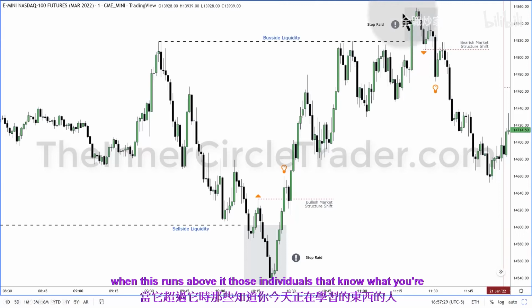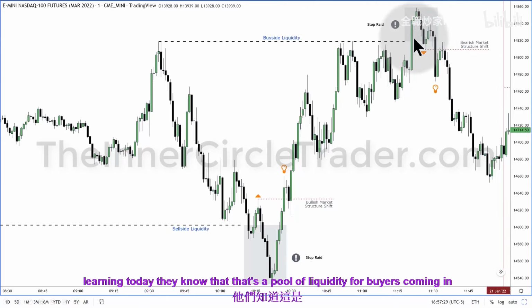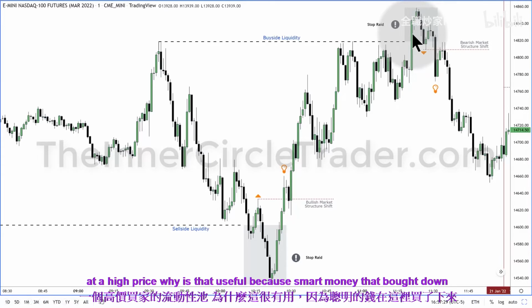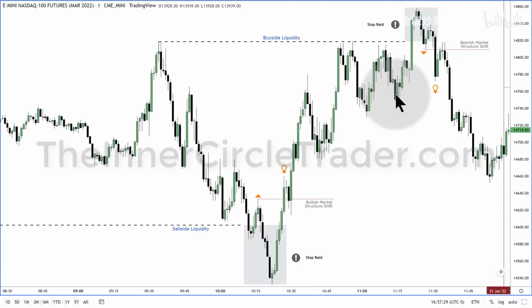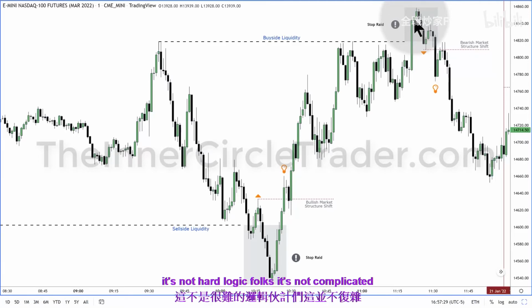That way, when this runs above it, those individuals that know what you're learning today, they know that that's a pool of liquidity for buyers coming in at a high price. Why is that useful? Because smart money that bought down here, or here, or here, or here, or here, that's where they sell to high-seeking buyers. It's not hard logic, folks.